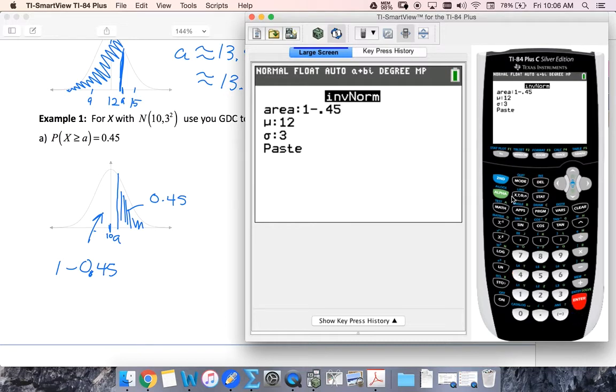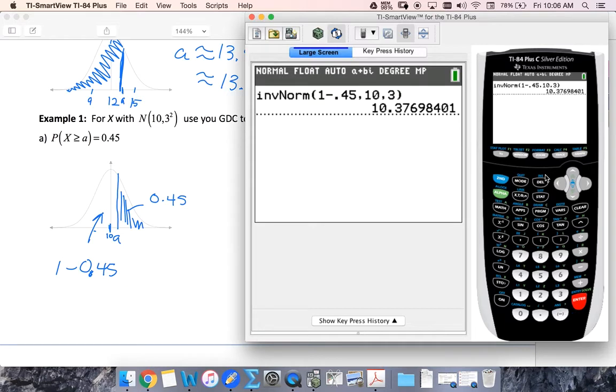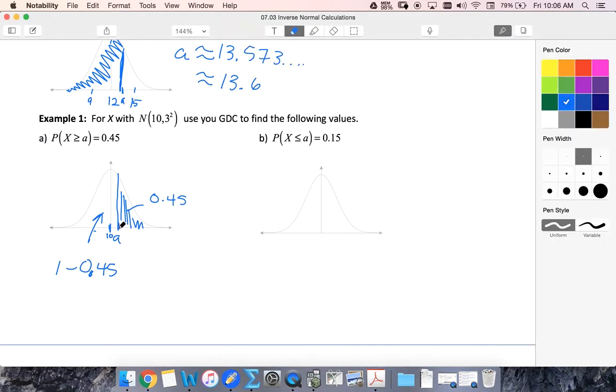That's okay. My mean is 10. I use standard deviation of 3 again. So let's calculate it. And we get 10.37. It's over here to the right of 10 like we thought. So A is about 10.37, to 3 significant figures that would be 10.4.